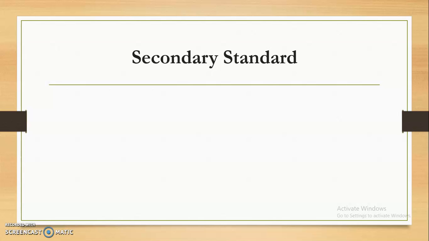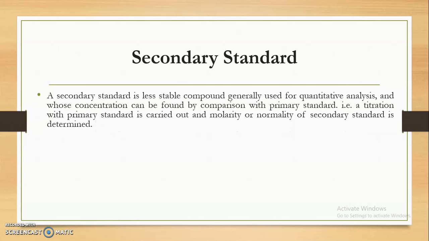Then the next term that we are going to see is secondary standard. As we discussed, secondary standards are substances which are not available in the highest purity as compared to the primary standard. We can directly prepare the solution of a primary standard, which need not be standardized. But if we prepare the solution of a secondary standard, then we compulsorily have to carry out its standardization to get the exact molarity or normality of that particular solution.